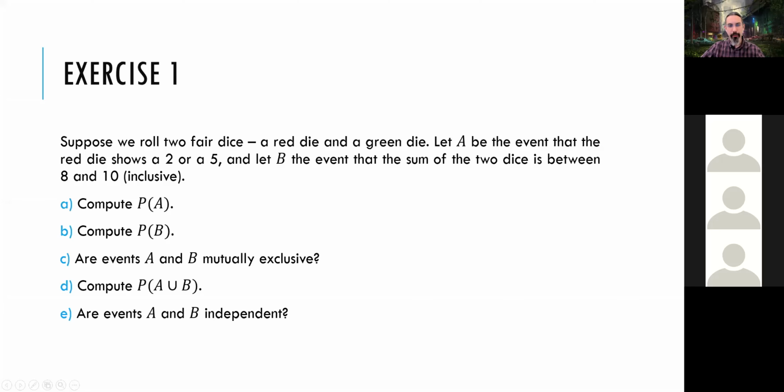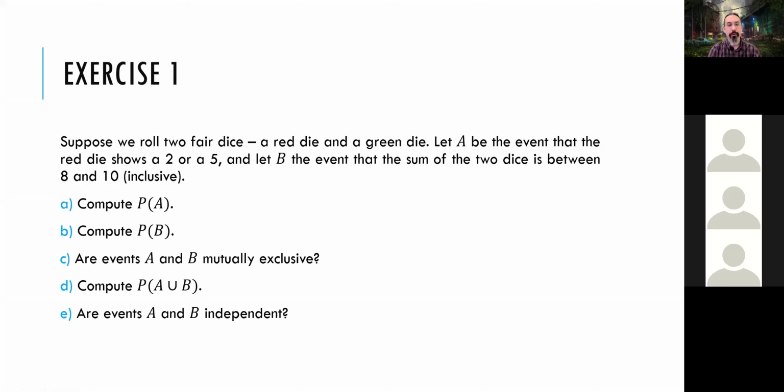Starting from now, we will see the exam questions, all the exam questions in those exercises. Now, suppose we roll 2 pair dice, a red die and a green die. Let A be the event that the red die shows a 2 or a 5. Let B be the event that the sum of the 2 dice is between 8 and 10 inclusive. Inclusive means they are both included. So 8 and 10 is within our parameters as well for the favorable outcomes for the event B.